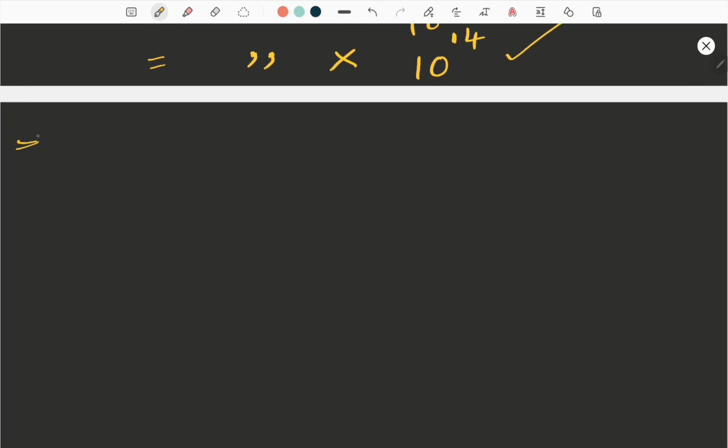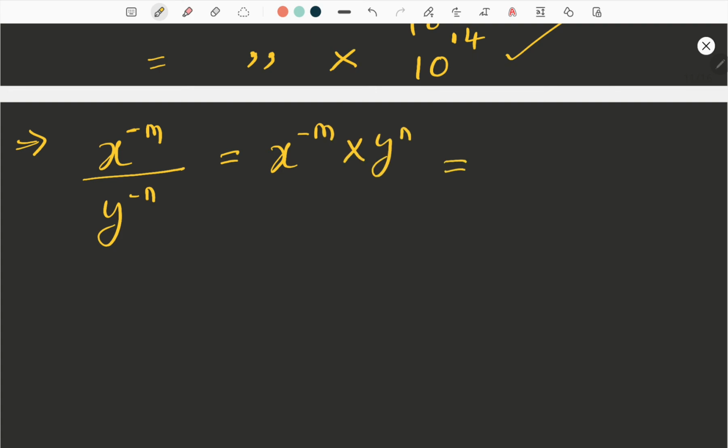All right, one more thing we can see very easily: if something is like x to the power minus m divided by y to the power minus n, what we can do is take this y to the power minus n to the numerator, and it becomes y to the power n, correct, no? And x to the power minus m remains there only, into y to the power n. In the next step you can bring this minus m down, no? So it becomes y to the power n divided by x to the power minus m, which becomes plus m.